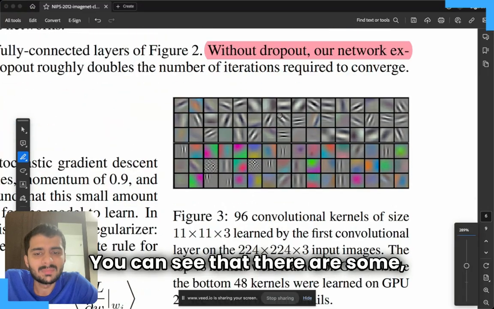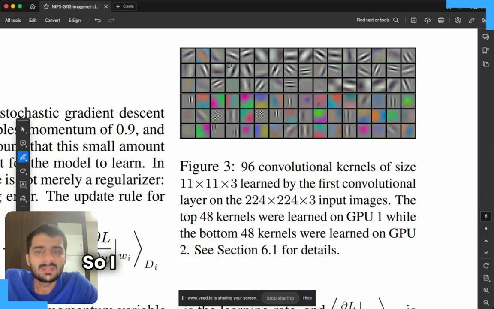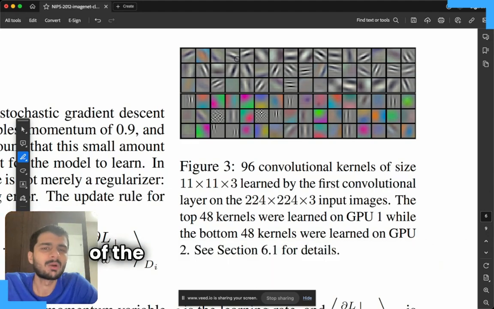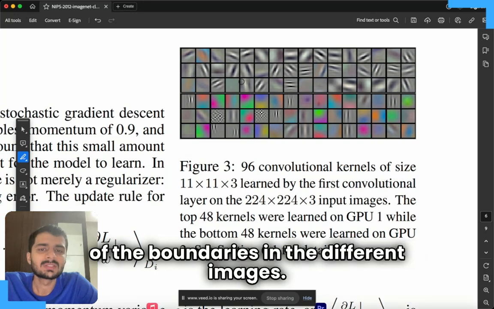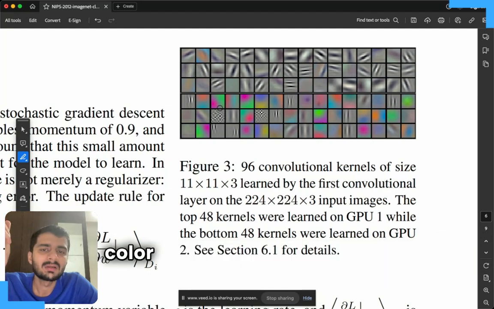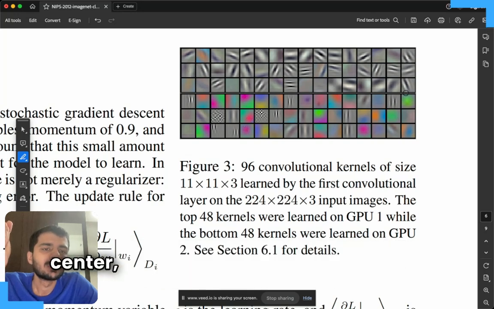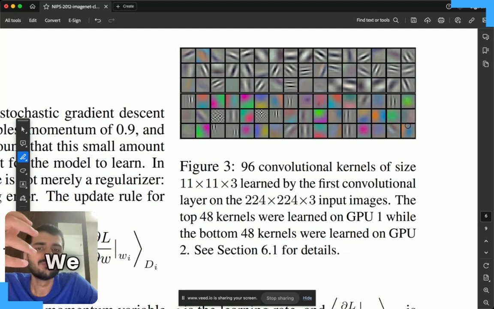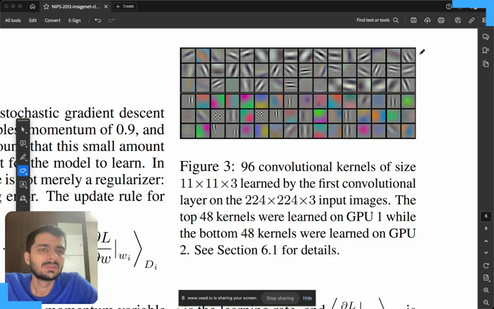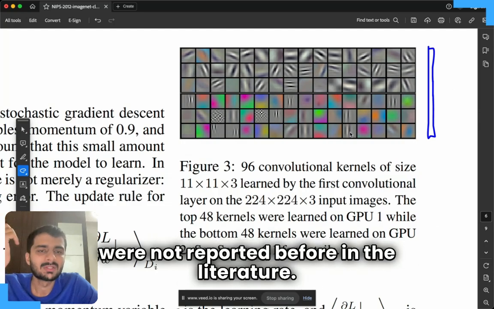You can see that there are some kernels which are colored, some kernels are not colored. So I think these ones at the top are trying to detect some of the edges or some of the boundaries in the different images. Then these colors are probably detecting gradients in the color at the top, bottom right, somewhere in the center. Then a green shade in the middle. We see that a lot of CNNs actually give feature maps which look quite similar to this. And such extensive feature maps, I think, were not reported before in the literature.